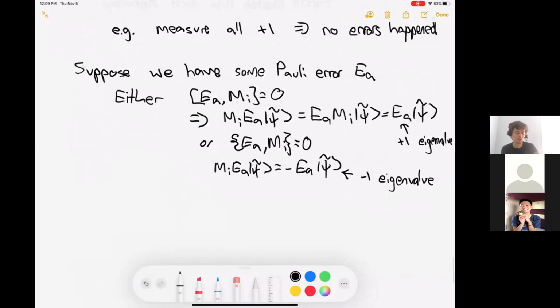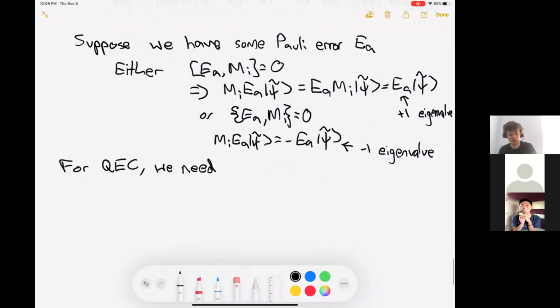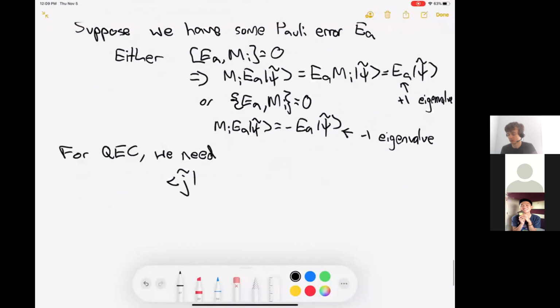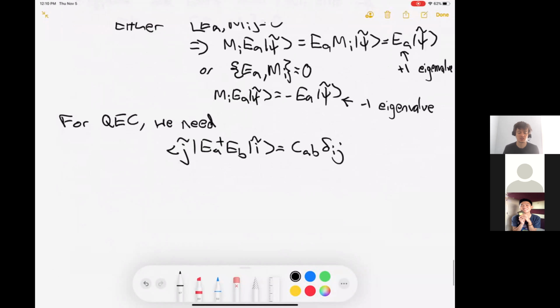Okay. For quantum error correction to be possible, we need, as we spent the first half of this lecture discussing, that the inner product of j tilde with E_a dagger E_b with i tilde should be equal to C_ab delta_ij. Okay. Let's try to see what will happen for these stabilizer codes. There's really three possibilities.